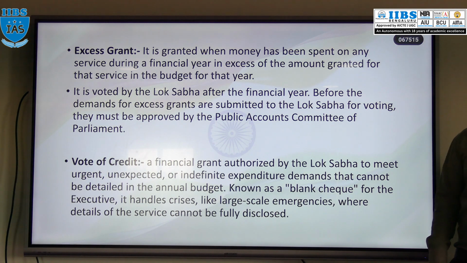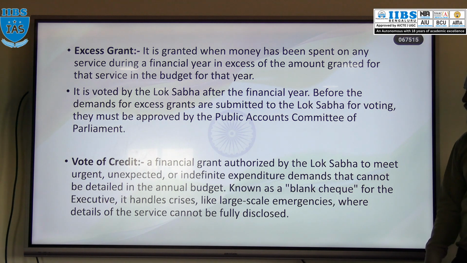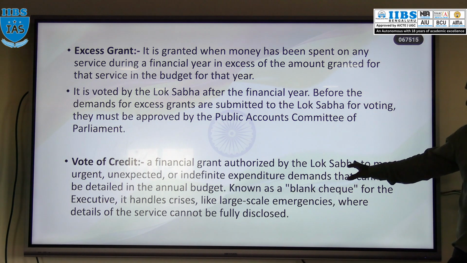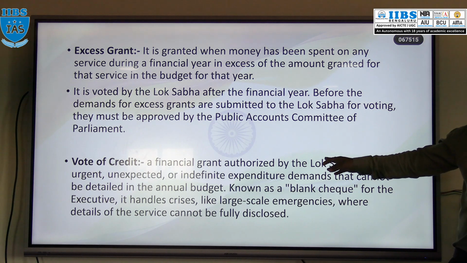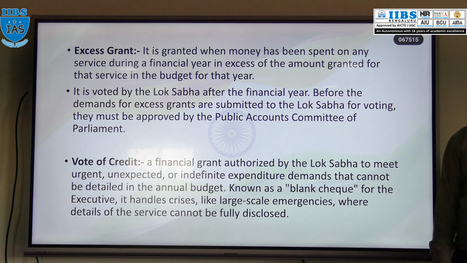Now vote of credit, it's like a blank check. It's like a blank check for the executive. Why is it called a blank check for the executive? Because this grant will be granted to the executive for urgent, unexpected or indefinite expenditure.